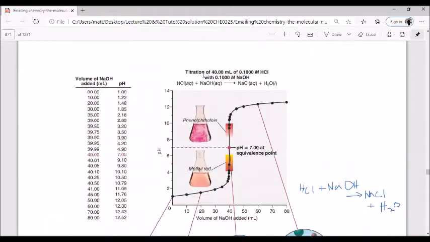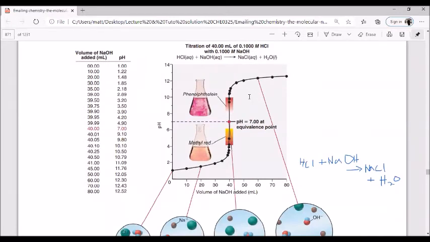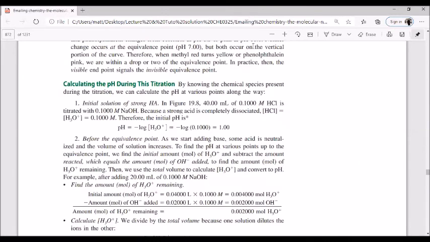Alright, figure 19.8, 40 ml of 0.1 molar hydrochloric acid. So how to calculate the pH? It's straightforward. You know the concentration of the hydrochloric acid, 0.1 molar. So 0.1 molar hydrochloric acid produces 0.1 molar hydronium ion, because a strong acid is completely dissociated. Therefore, the initial pH is the negative log of the hydronium ion concentration, 0.1 molar, so pH equals 1. Simple. Okay, what about before the equivalence point?